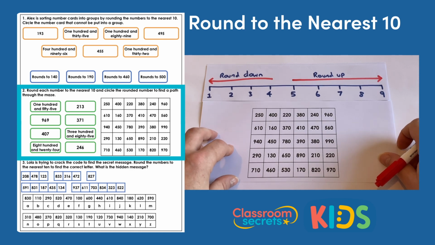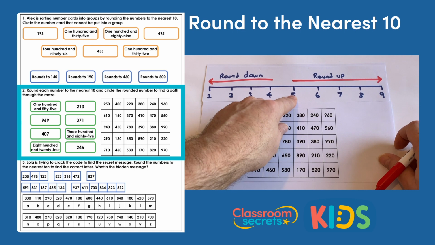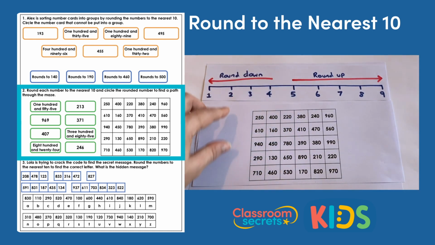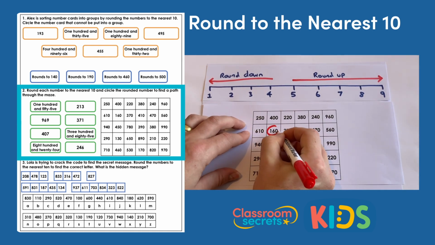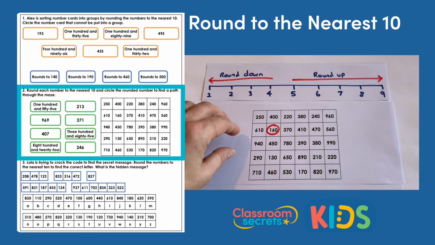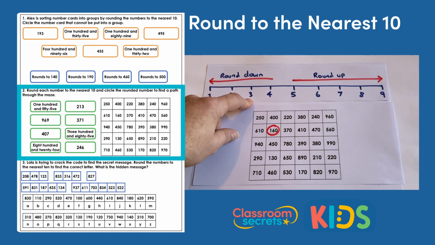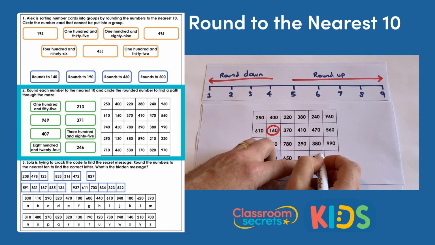The first number then, 155. 155 has 5 ones. We need to look at the ones to know whether we're going to round down or round up, and it's got 5 ones, so we're going to round up, and that will round to 160. Looking at the maze, we have 160 there, so I'm going to put a circle around that number. 213 has 3 ones, so we're going to round that number down. That will round to 210, which is here.